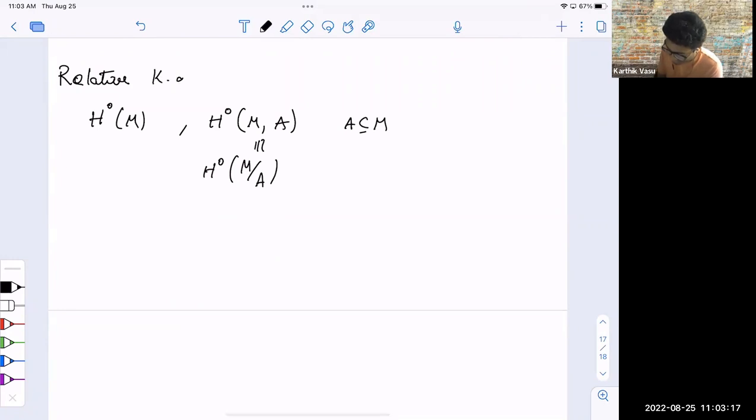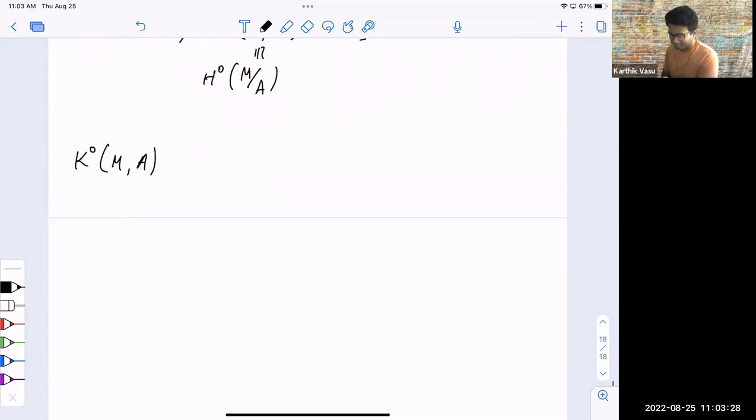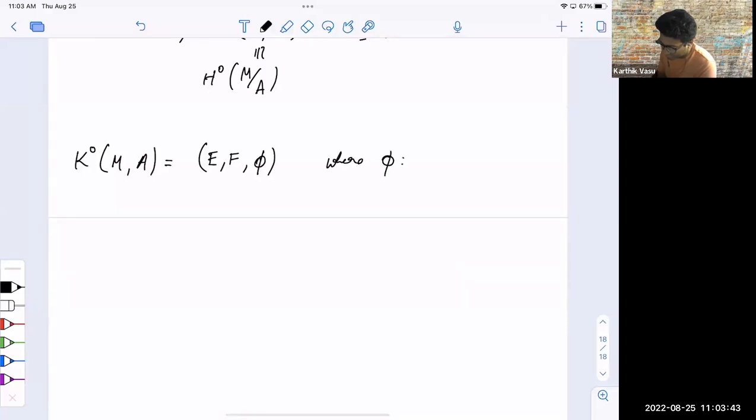So the relative K group will also be denoted like this, where A is a subset of M. And what I will say is, you will have the same things, except on the set A, so E and F, you also need a third thing, phi, where phi is a map from E restricted to A to F restricted to A, which is an isomorphism. Okay, so that will be your set.